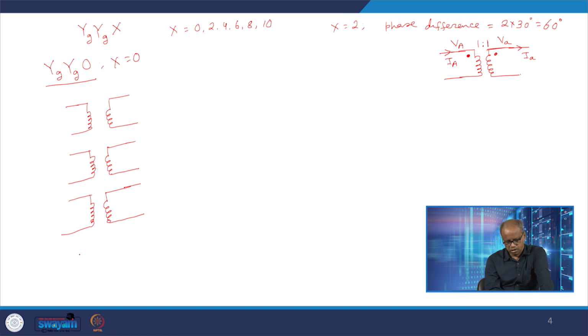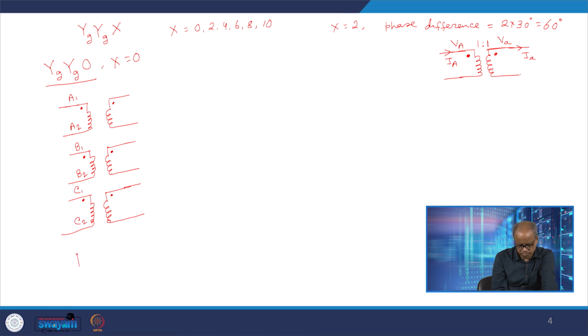Right, and we mark the dots. Dots are very important for the sake of modeling. We mark them with some names: terminal A1, terminal A2, terminal B1, terminal B2, phase B, phase C, terminal C1, terminal C2.